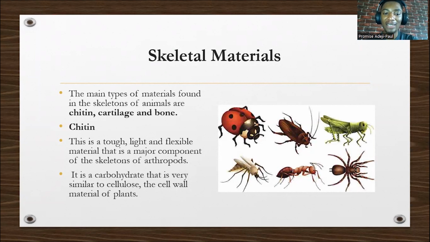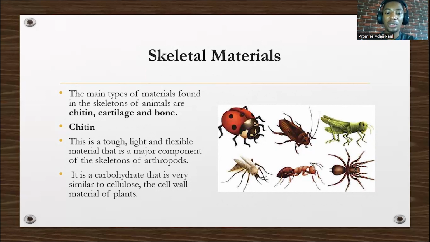Chitin is a tough, light, flexible material that is a major component of the skeleton of arthropods. On the right hand side, you can see arthropods, which are mostly insects. You can see beetles here, cockroaches, ants. Their skeleton has what we call chitin, and that chitin, take note, is tough, light, and flexible, and it's the major component of the skeleton of arthropods.